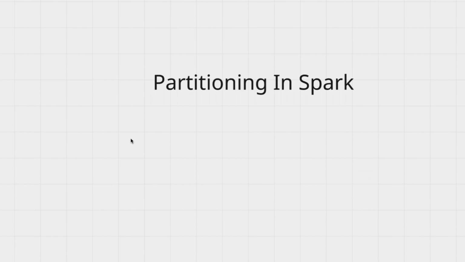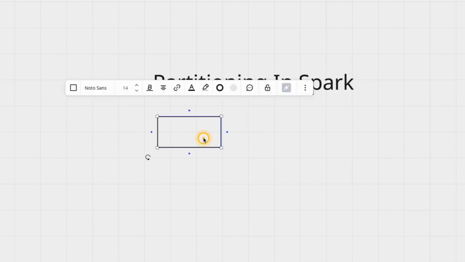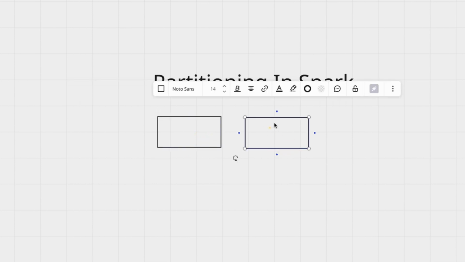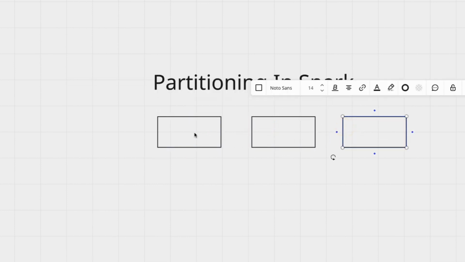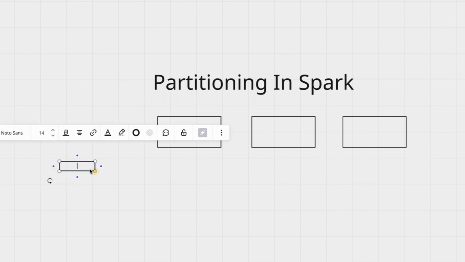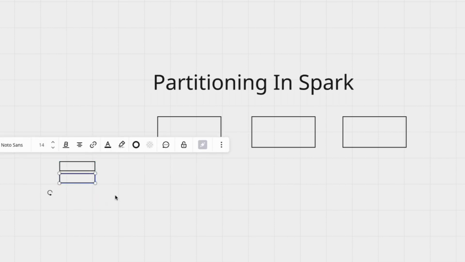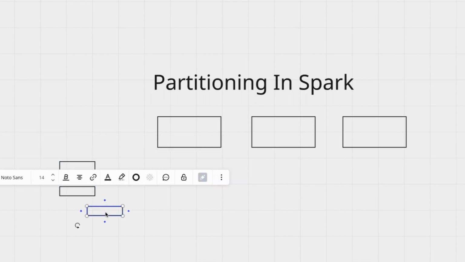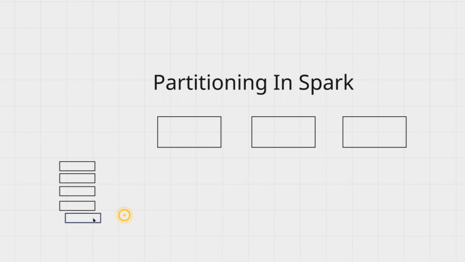Now I'll create three nodes. Sorry, I was talking about the core node. So I have three nodes, and each may have one CPU or multiple CPUs. Now I have a chunk of data which is already partitioned. So I have, for example, one partition, two partitions, three partitions, four, and five partitions of the data.